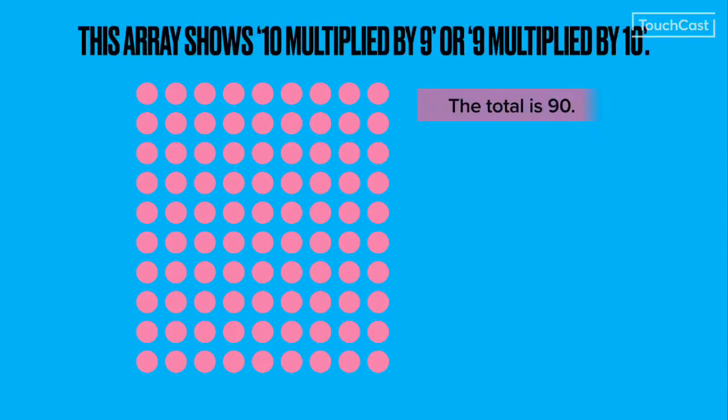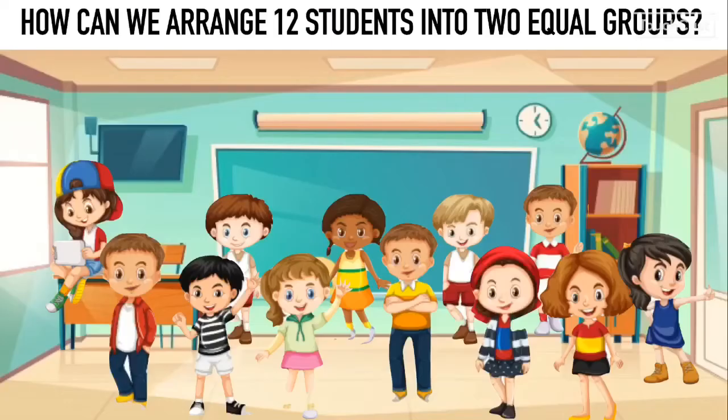Look at all these lines or columns. This array shows 10 multiplied by 9 or 9 multiplied by 10. The total is 90. 10 by 9 is 90, or 9 by 10 is 90.